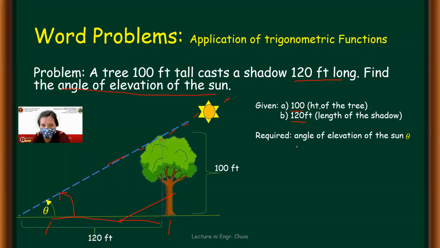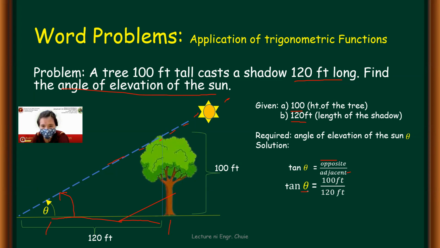Come here. So, solution, we are going to use the tangent, opposite over adjacent. Then, we're going to substitute the value. Opposite is 100, this is 120. So, tangent of theta equals 100 over 120.